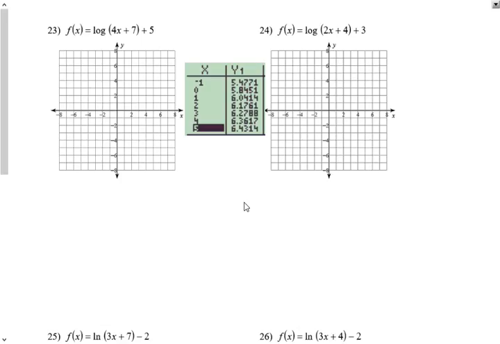So when I graphed -1, it was 5.4. So I'm going to go to 5 and 0.4 and just try to get that the best I can. When I go to 0, oh, I'm sorry, that was -1 though.